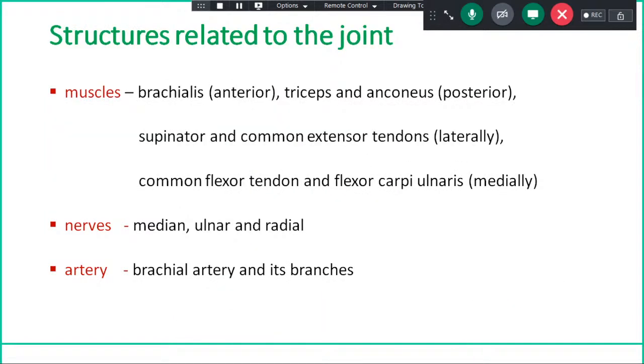Now coming to the intracapsular but extrasynovial. Yes, yeah. That was a slip of tongue. Okay. Now coming to the structures that are related to the joint.